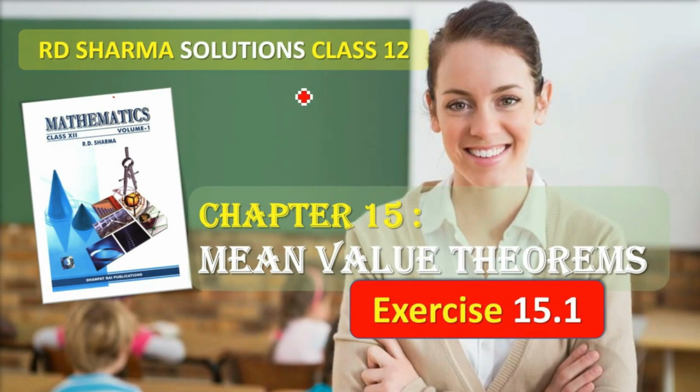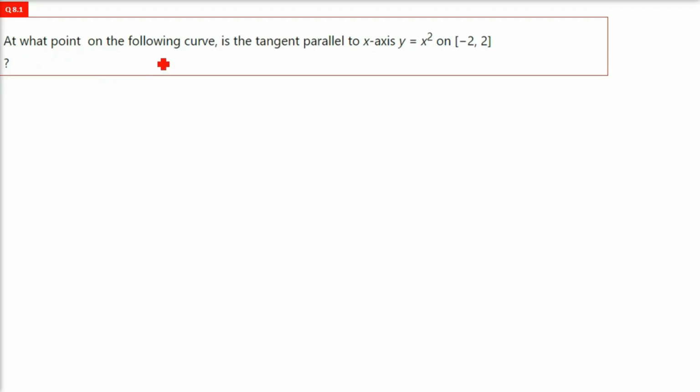This is R.D. Sharma solution, class 12, chapter 15, mean value theorems. Exercise 15.1. At what point on the following curve is the tangent parallel to the x-axis: y equals x squared on [-2, 2]?